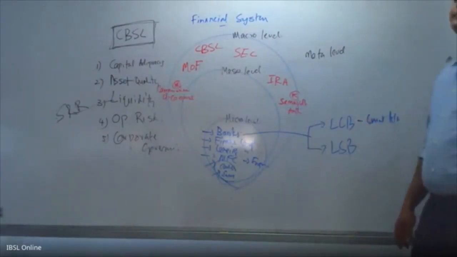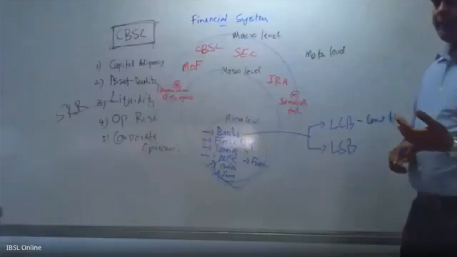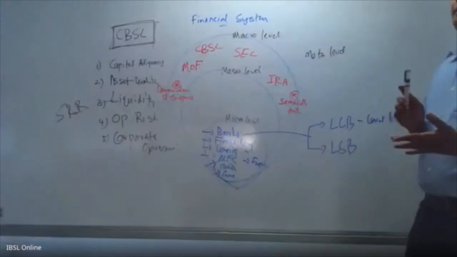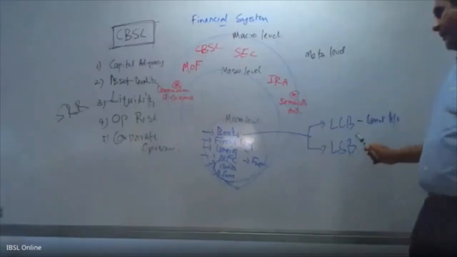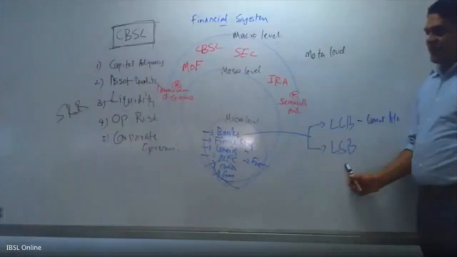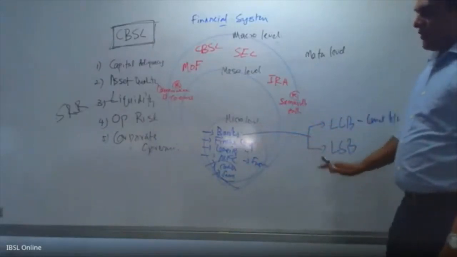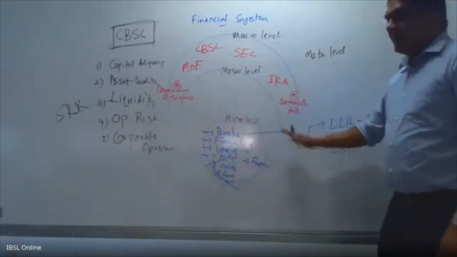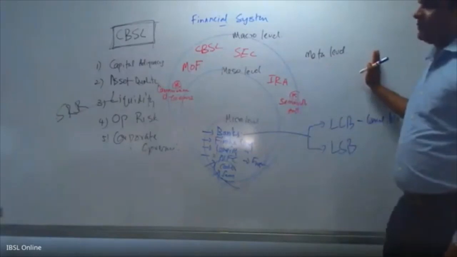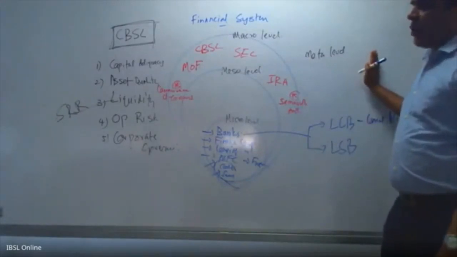NSB. RDB. SDB. Yeah, those are licensed specialized banks. So this is finance companies, leasing companies, and all. So this is basically what is called the micro level. Now we call the meso level.